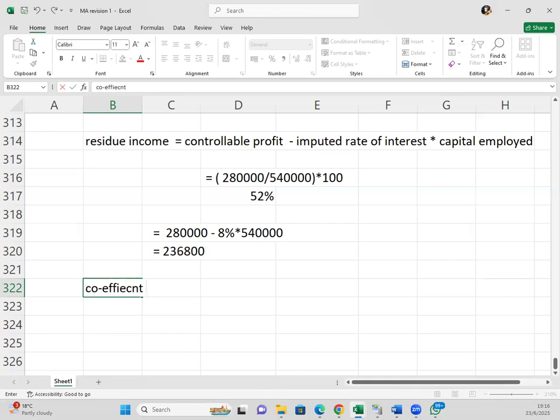Coefficient of variation, the formula is the standard deviation over mean times 100. So standard deviation over mean times 100. So the standard deviation over the mean times 100.